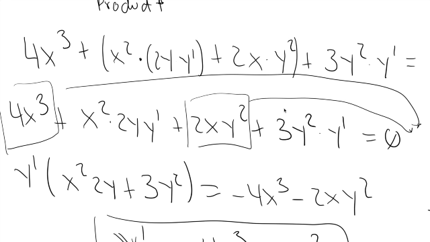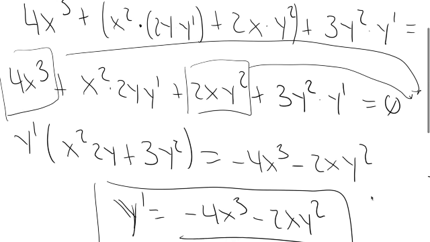Now the other ones, I send them to the other side, so now it's not going to be 4x to the power of 3, it's going to be negative 4x to the power of 3 minus 2xy to the power of 2.